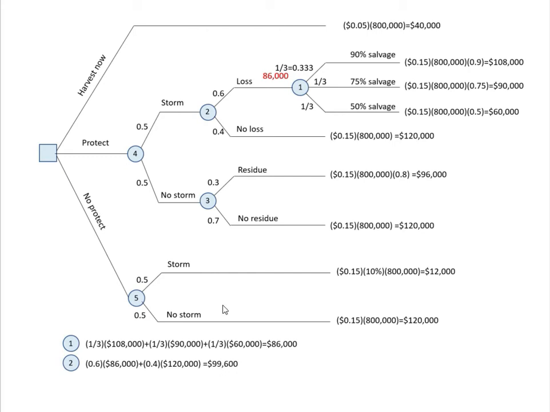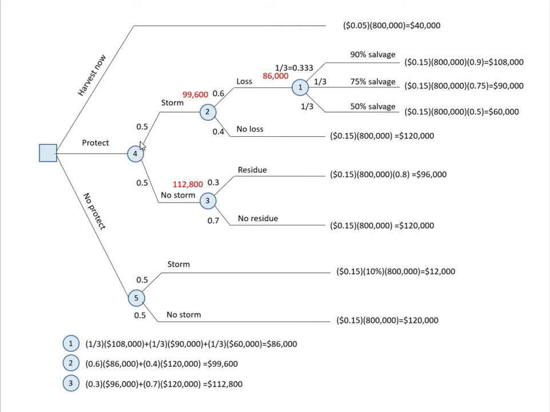Okay, I'm going to copy this number up here again. Again, that means if he chooses to protect and the storm hits, then on average his profit is going to be this number. Now I'm going to move on to node 3, because I cannot analyze node 4 at this point, as I need node 3's number. Okay, so again, probability times payoff plus probability times payoff comes out to this number. I'm going to copy it over here. And then now I'm able to analyze this node.